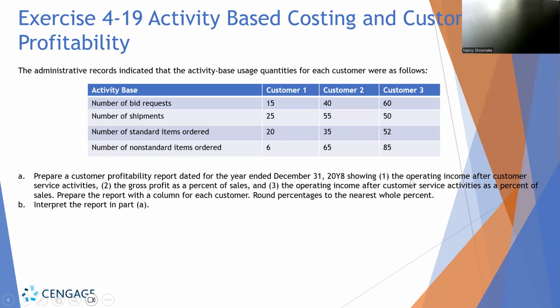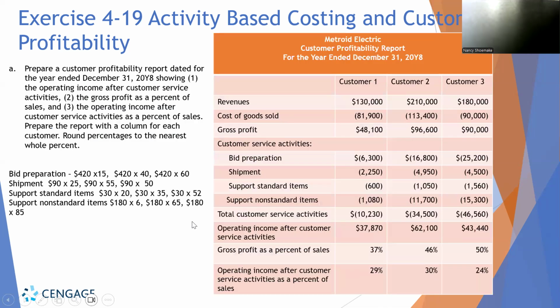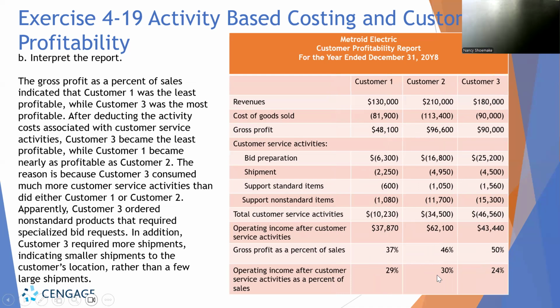Prepare a customer profitability report showing the operating income after these customer service activities, the gross profit, a percent of sales, and then the operating income after. If you look at this, do you see when you really look at the various activities, the bid preparation, the shipment, the support items, the non-standard, look at the cost of these activities. And then you see really what, this is what they showed as a percentage of sales, but look what it really is. Does that make sense? The more we take just generic big numbers, we're not really getting a clear picture of how we're making money. Or we could even be losing it.